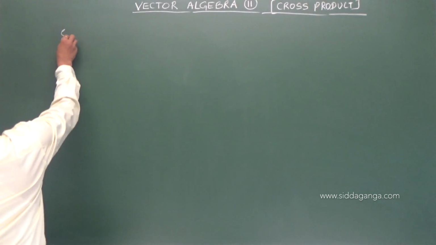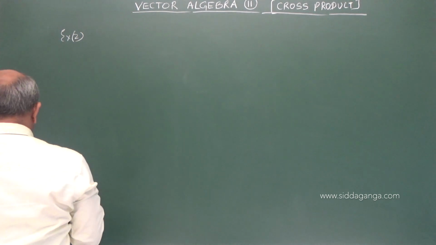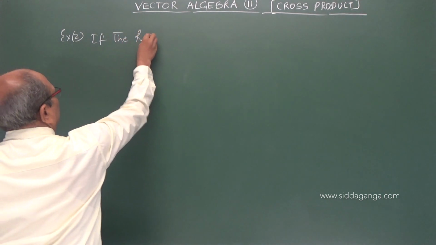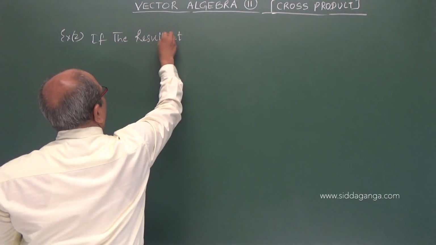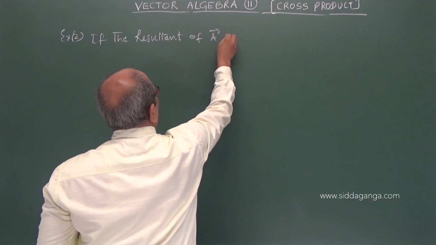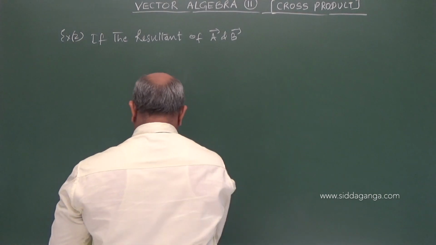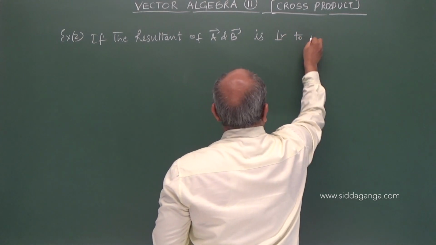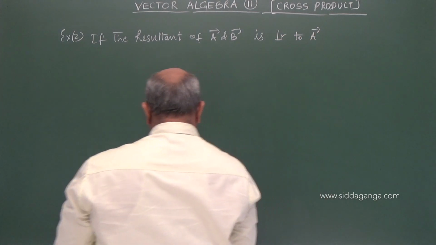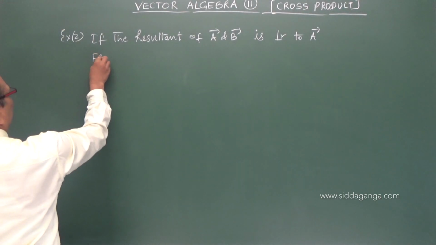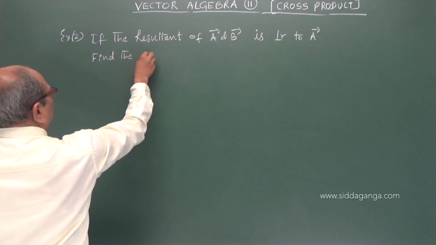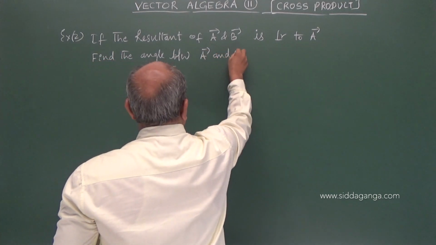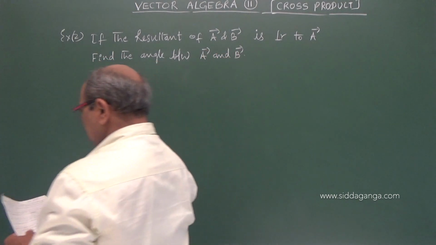So next, example number 2. If the resultant of A and B is perpendicular to A, find the angle between A and B.